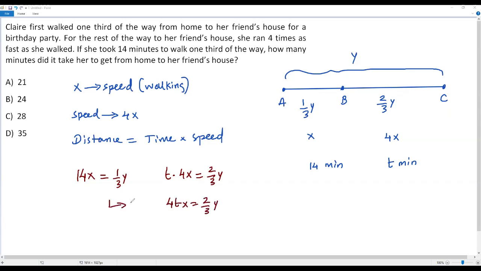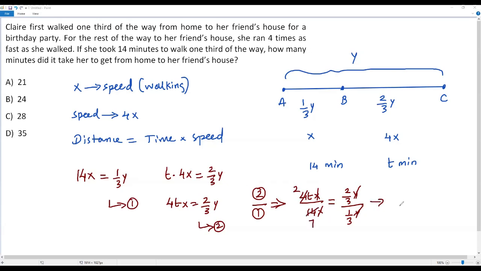Okay, now let me take this one as the first equation and this one as the second equation. Now let me divide the second equation by the first equation. To do that, we have to divide the left side of the second equation by the left side of the first equation. So I'm getting 4tx divided by 14x. And also let me divide the right side of the second equation by the right side of the first equation. Then I'm getting 2/3 y divided by 1/3 y. So here this y will cancel out, and here this x will cancel out, and 2 goes into 4 two times and 2 goes into 14 seven times.